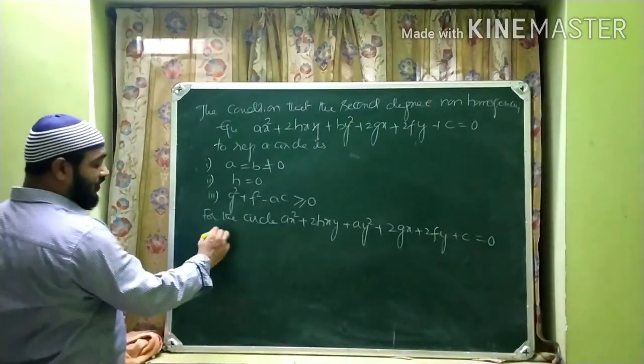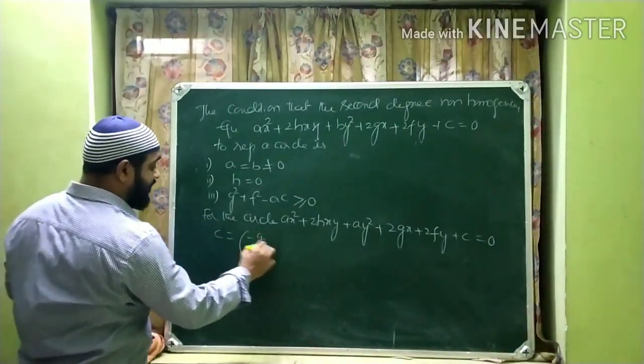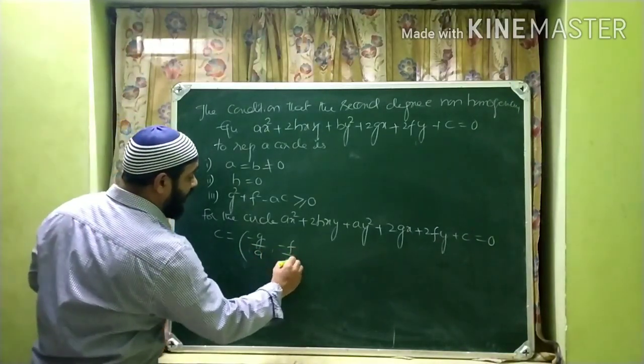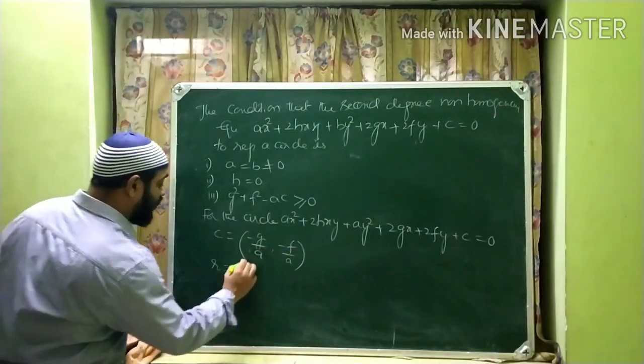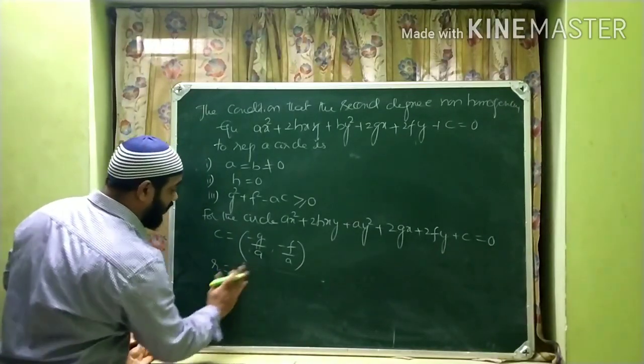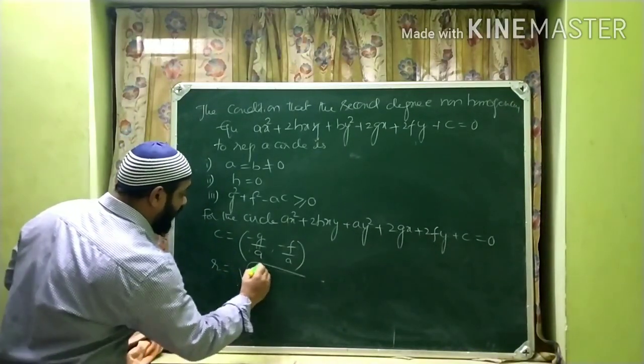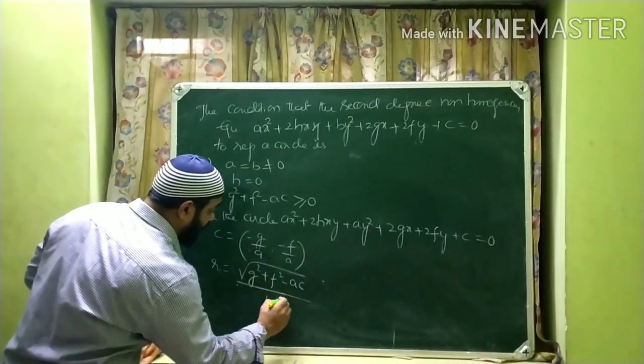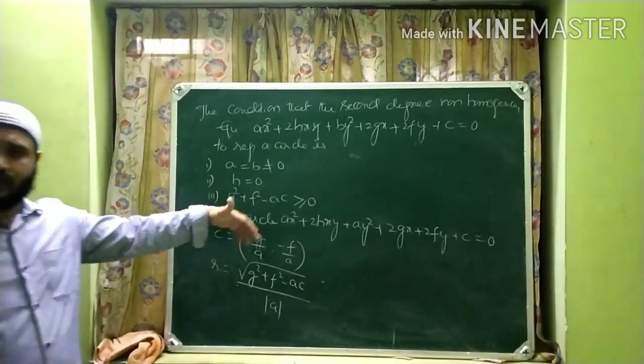What is the center of this? C is equal to minus g by a comma minus f by a, and what is the radius here? Square root of g square plus f square minus ac by modulus of a. So these are all we have discussed before.